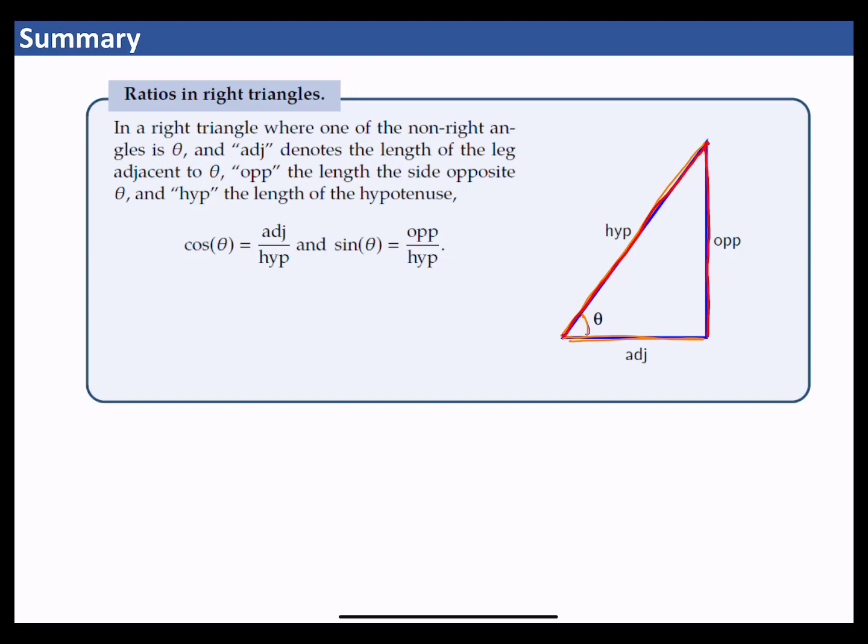In subsequent videos, we will practice using these new perspectives of the cosine and sine functions to determine missing information in right triangles.